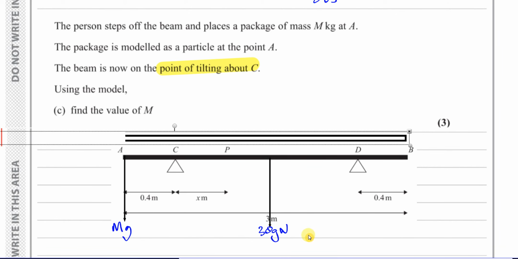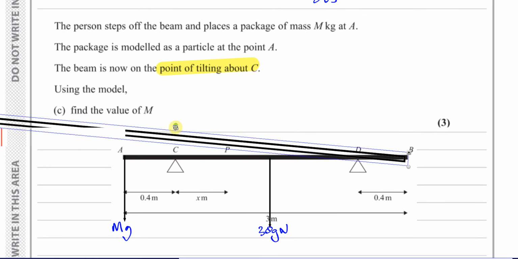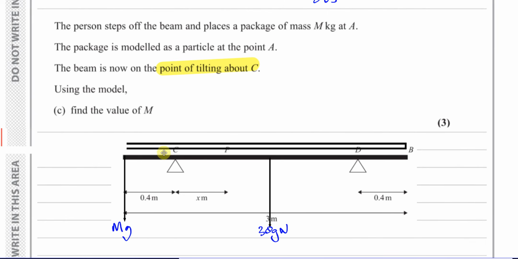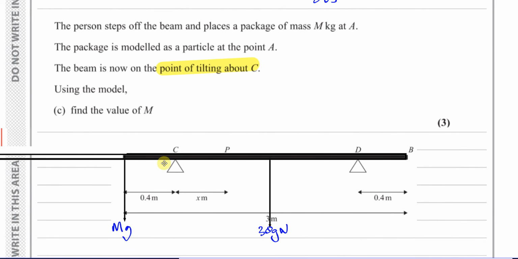So what we can see here is, imagine this is the beam, resting on C. What's going to happen is something like this. It's going to tilt, and above D, there's going to be... just imagine this is the beam. I'm just trying to illustrate it so it's a bit clearer.